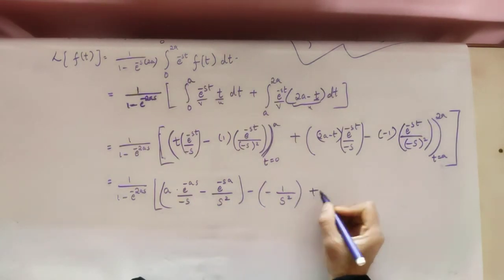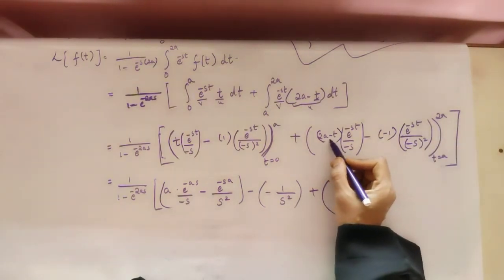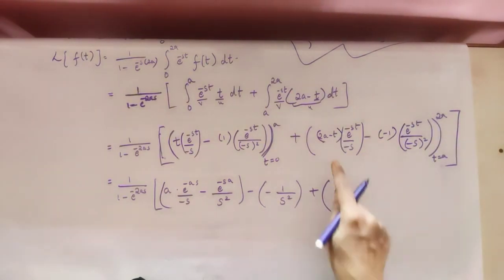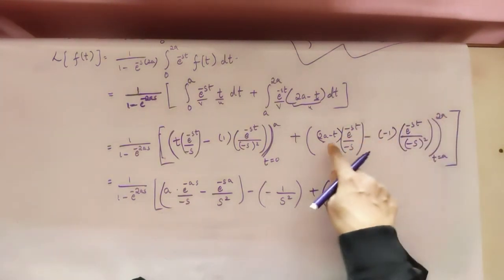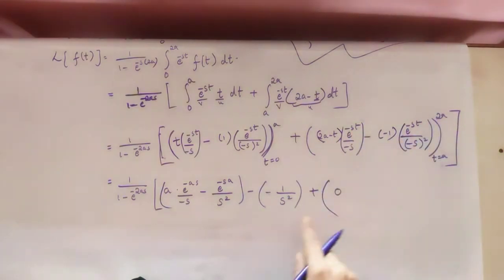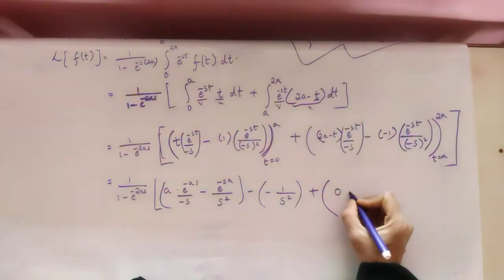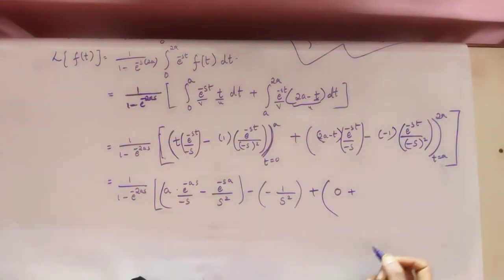Next, plus the upper limit for these two terms. So when you put t is equal to 2a over here, 2a minus 2a becomes 0. The bracket turns 0. So this into that again turns 0. e to the power 2a into s it will be here. But here 2a minus 2a becomes 0. So the upper limit for the first term is 0. For the second term, minus of minus plus. Okay.